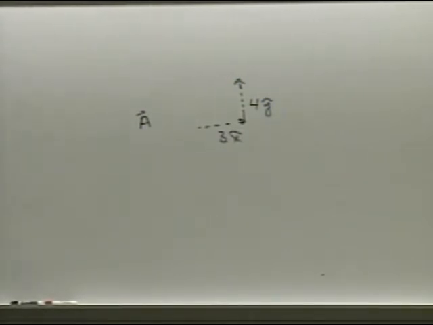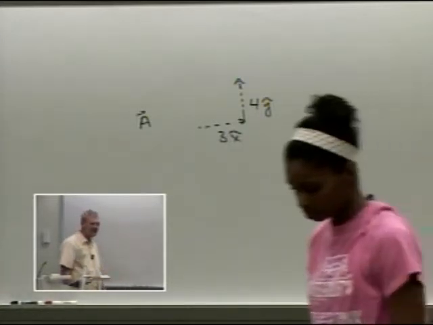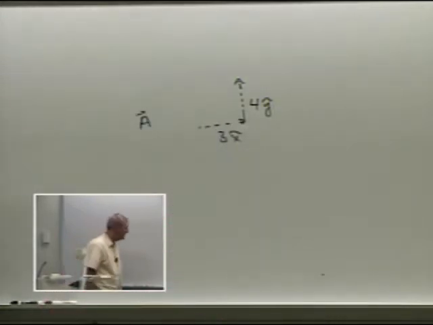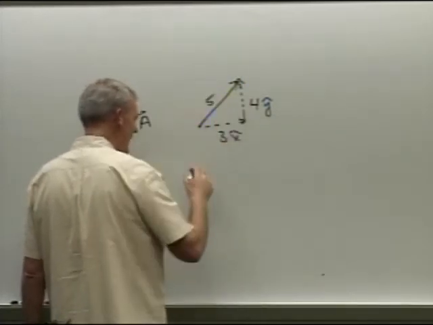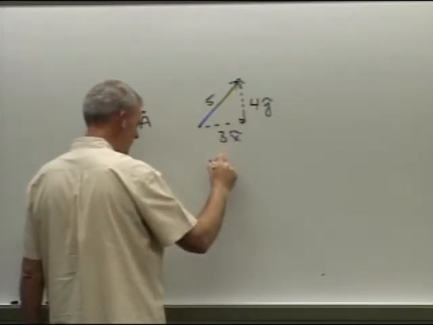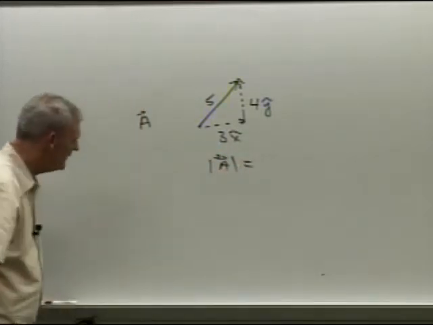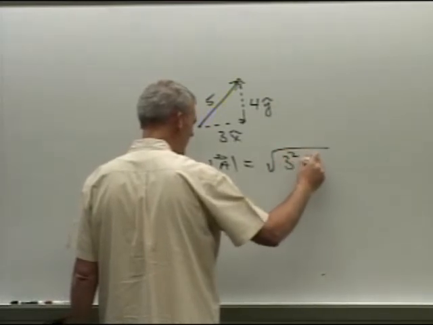So what is his magnitude? If he goes 3 and then 4, what's the magnitude? 5. It's a good 3-4-5 triangle, okay? So here's the magnitude right here of 5, and you got the magnitude of A. This is what it looks like maybe in your lab manual. The magnitude of A is equal to the square root of the x component squared plus the y component squared.